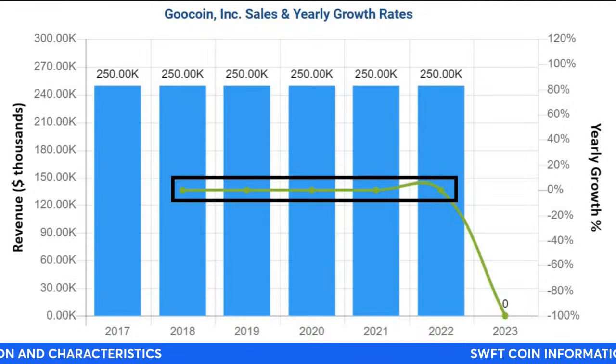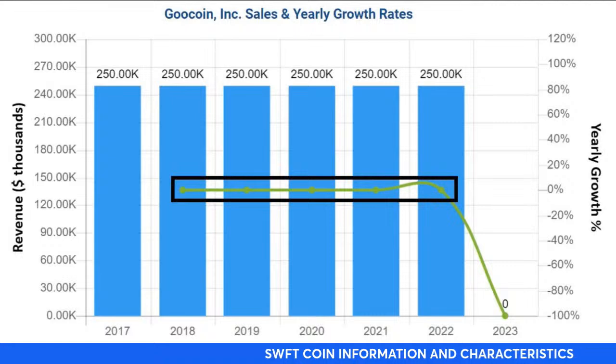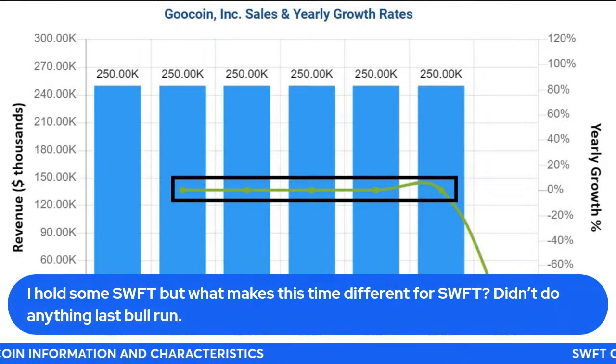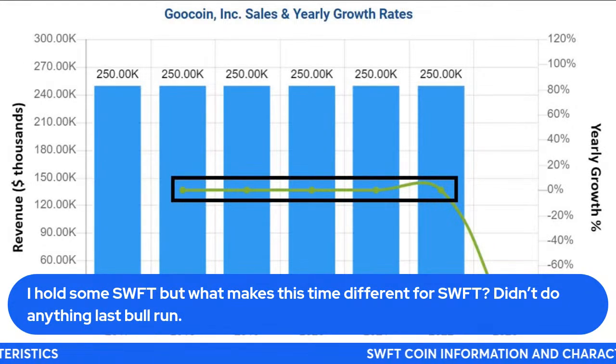Let me see what else I can find, because I get thrown off when I have to keep going back and forth. So let's see here. Here we go. I hold some Swift, but what makes this time different for Swift? Didn't do anything the last bull run.